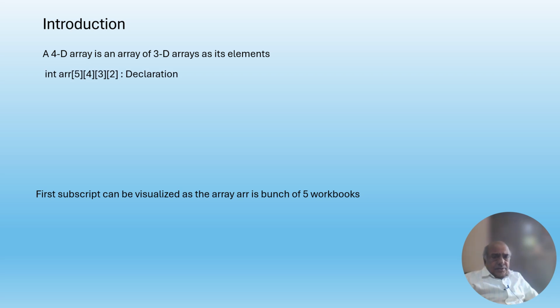How is it declared? int arr, then subscripts 5, 4, 3, 2. This is a declaration of a 4D array. What does this declaration tell us? That array arr is an array having 5 3D arrays as its elements. So a 4D array is an array of 3D arrays.